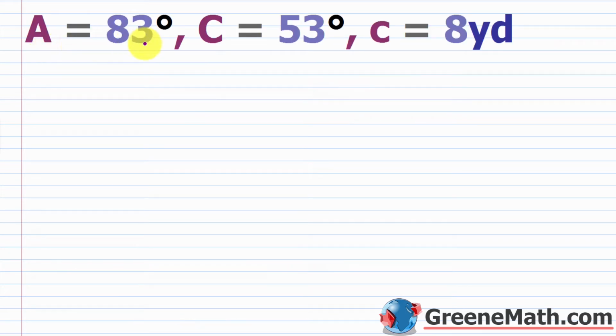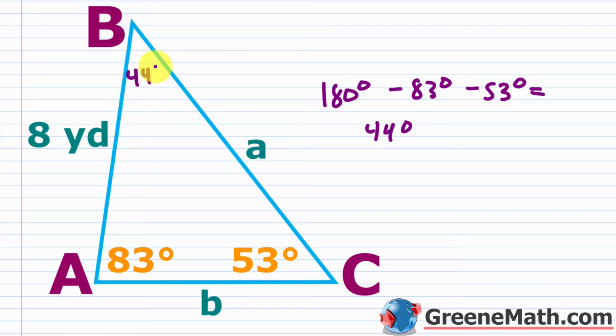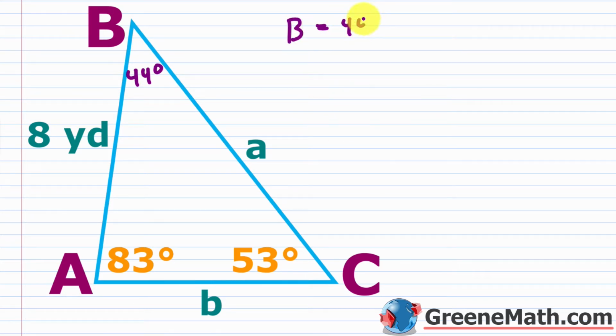So we have A is equal to 83 degrees, C is equal to 53 degrees, and lowercase c here, the side length, is 8 yards. Again, we have our lowercase a, this side here we need to solve for, lowercase b, this side we need to solve for, and we don't know the measure of this angle B. I always start with the measure of the angle because it's the easiest. So you want 180 degrees minus 83 degrees minus 53 degrees, and that gives me what? Well, I would get 44 degrees. So this is 44 degrees. So let's erase this. Let's put B is equal to 44 degrees.